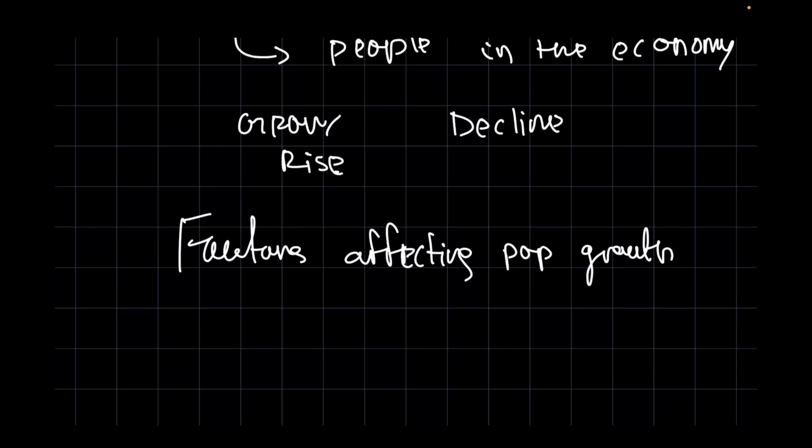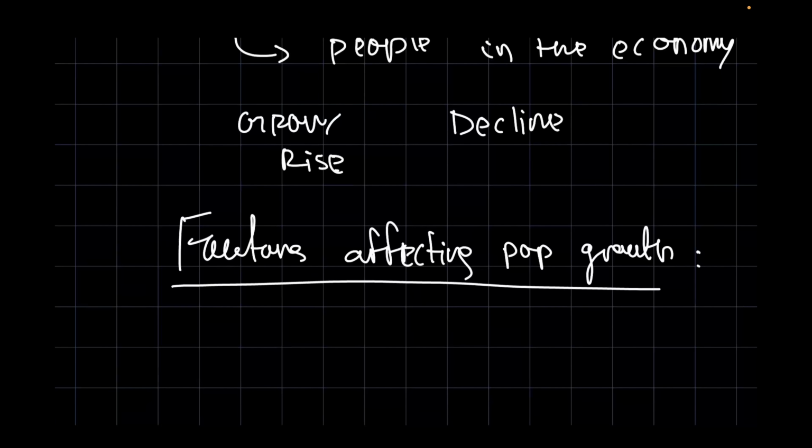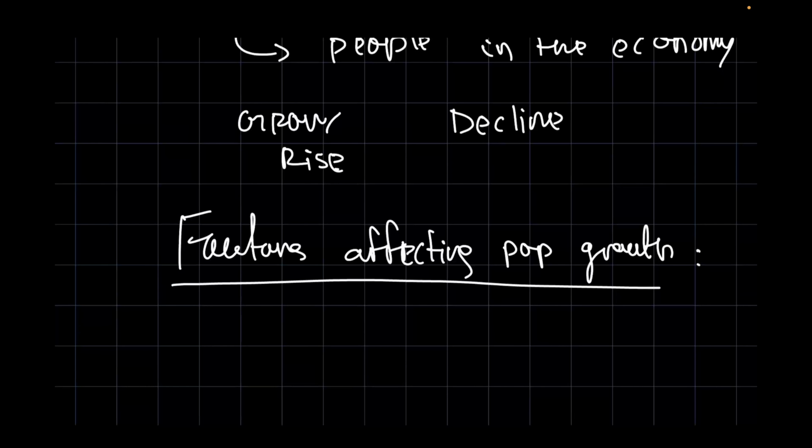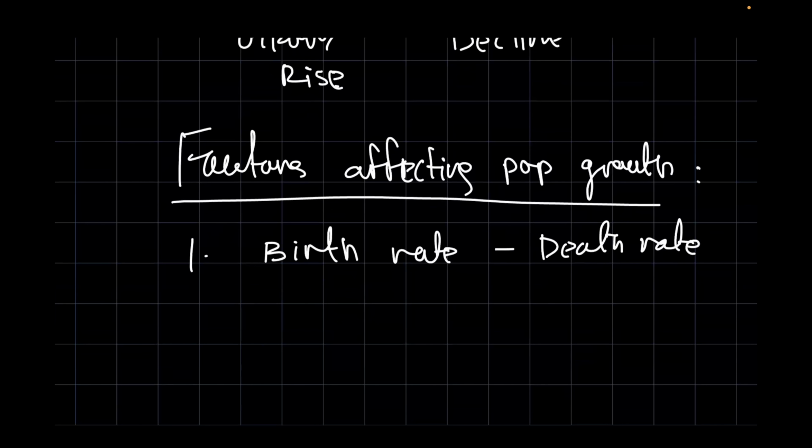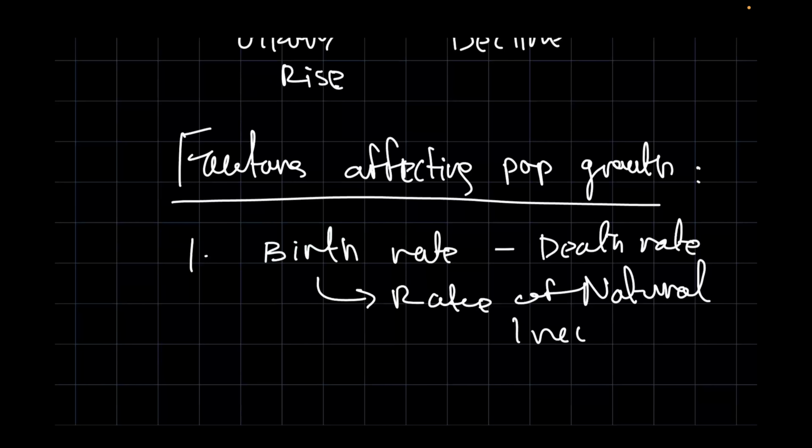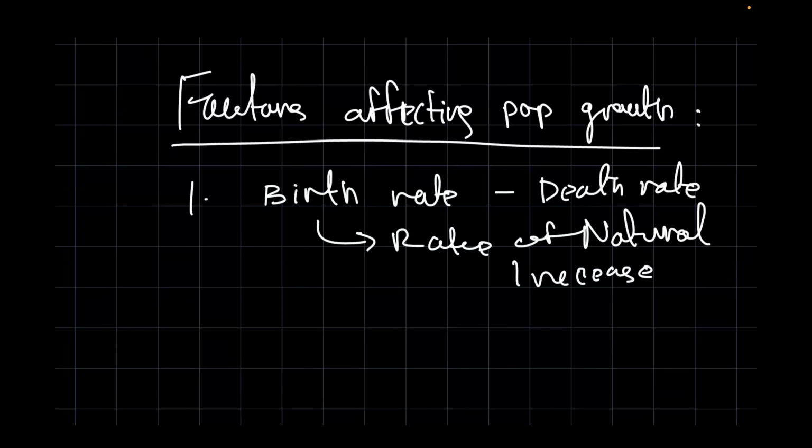So the factors that affect population growth, I think again it's important to make a really quick list, and I think it's really simple for this one. Firstly, you have your natural increase, which is the difference between birth rate minus death rate, and this shows you the rate of natural increase. So your rate at which population naturally increases in an economy. So you have your birth rate of an economy minus the death rate or the mortality rate.